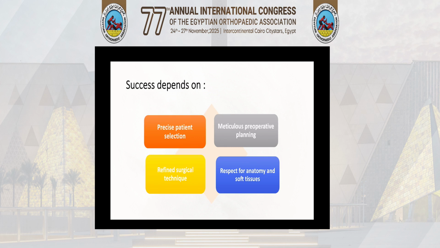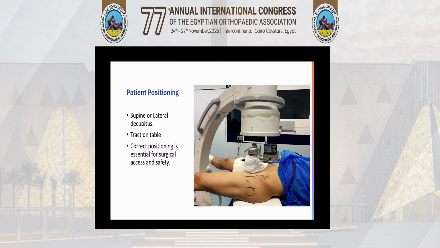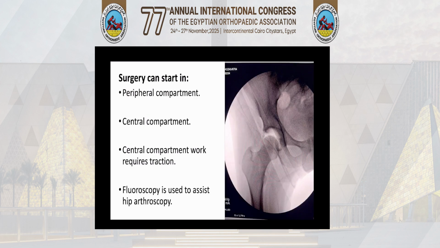The success of the procedure depends on precise patient selection, meticulous preoperative planning, refined surgical technique, as well as respect of anatomy and soft tissue. Patient positioning in hip arthroscopy can be supine, or some surgeons prefer lateral decubitus. Usually we are using an orthopedic traction table. There is a specific hip arthroscopy traction table, but it's not available here. Correct positioning is essential for surgical safety and access.